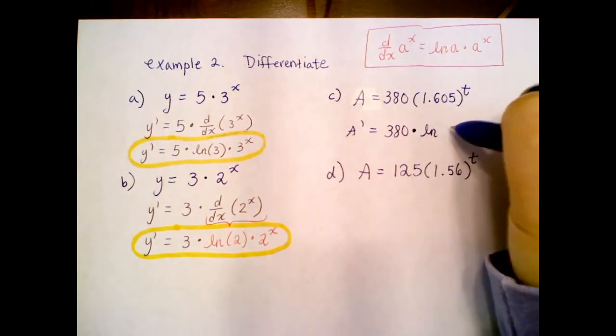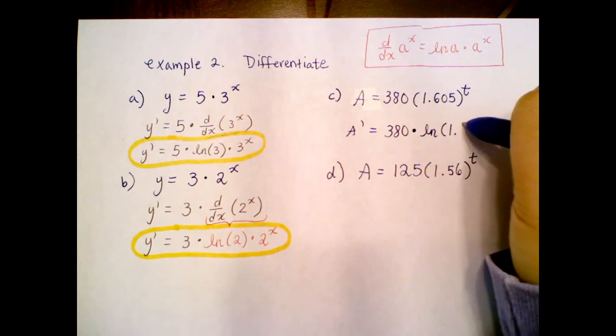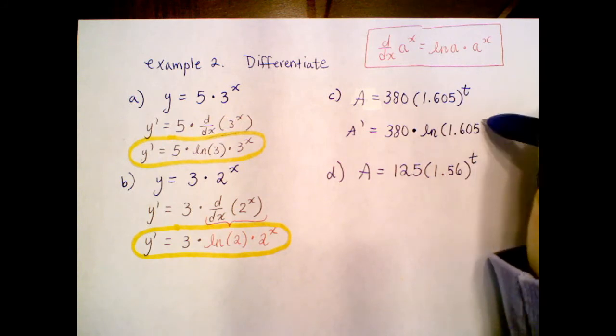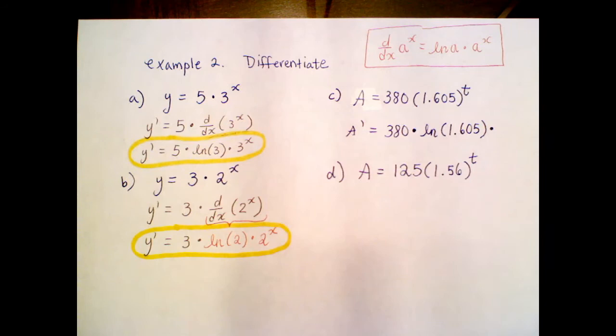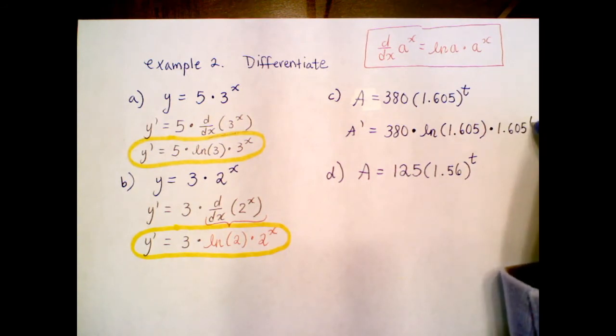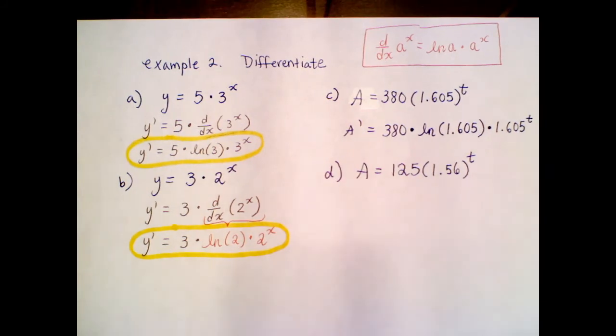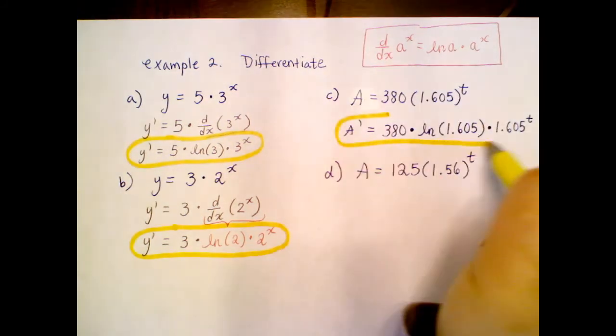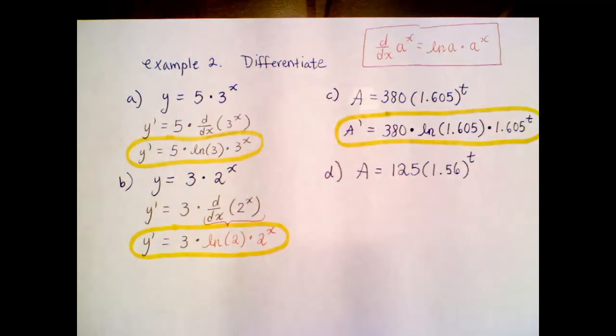Natural log of the base, ln 1.605, and we'll multiply this by 1.605 to the tth power. And that's it. That is the derivative. Nothing fancy.